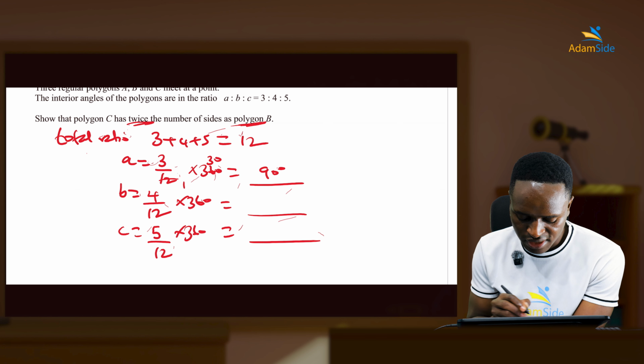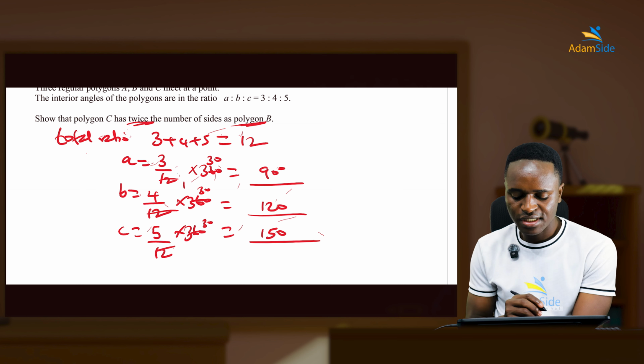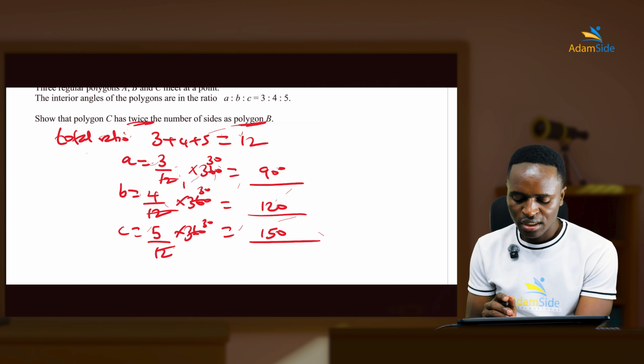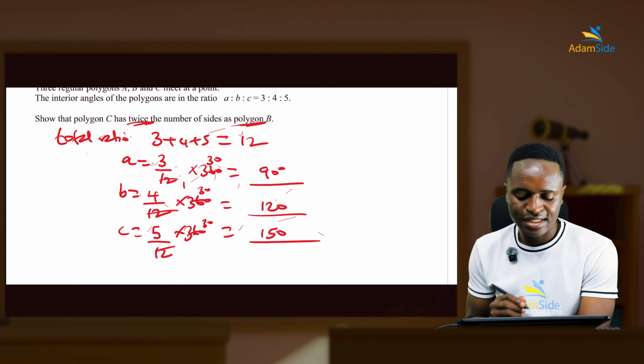So we have 90 degrees, 120, and then 150. Obviously, 120 plus 150 is 270, plus 90 gives that 360.